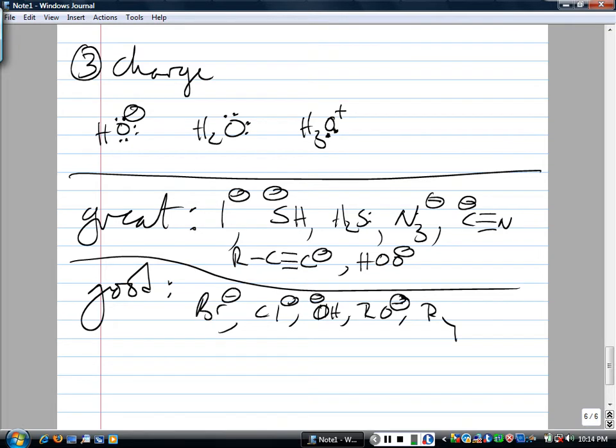Carboxylate is a good nucleophile, and the textbook will have a whole bunch of others. So there are some great nucleophiles which will strongly encourage SN2. There are good nucleophiles which will tend to encourage SN1. So let's put things back in context to see where we are. We are looking at the factors that are affecting SN1 and SN2.